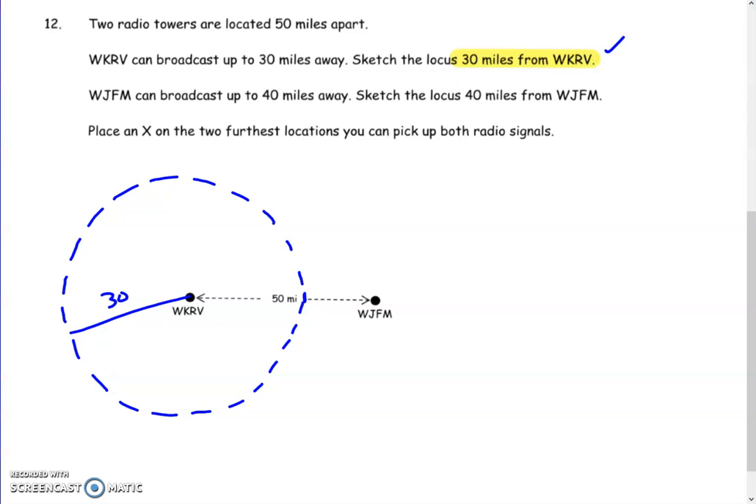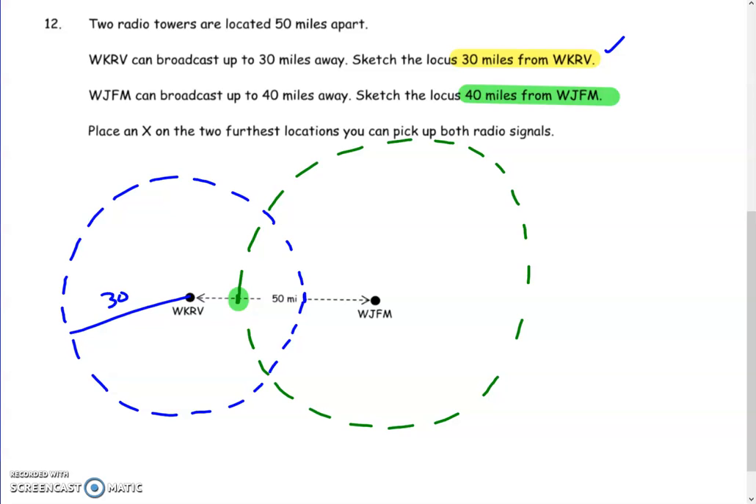I want to sketch the locus 40 miles from WJFM. 40 is more than 30 and also more than halfway, so it would be about here. So this circle will be bigger. Again, we're just estimating. You don't have to use a compass or anything. That radius is 40. So I've just done that.